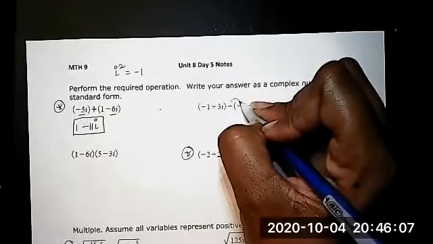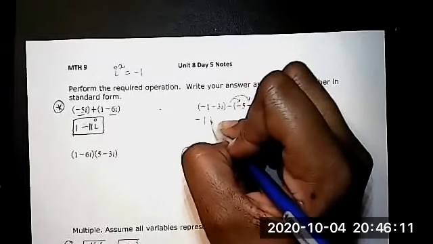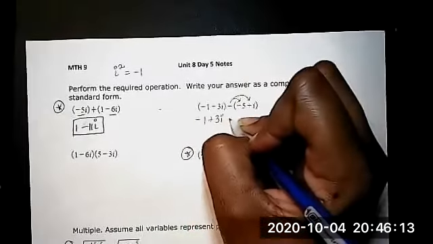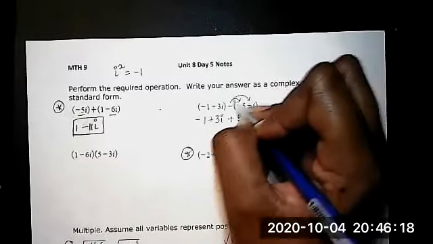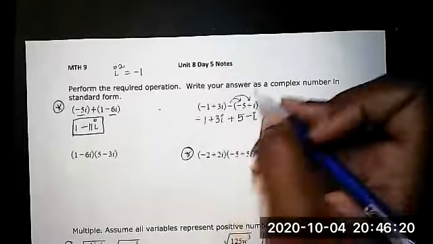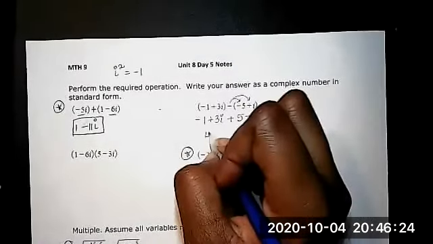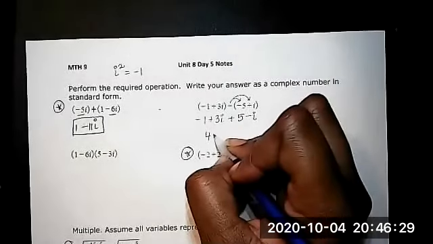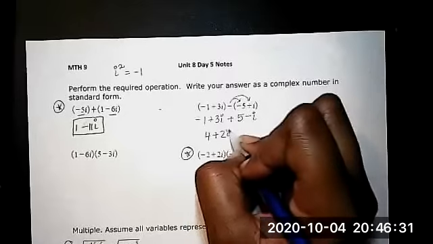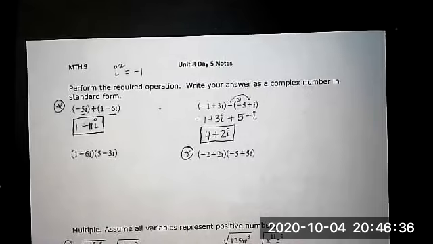Let's go here. With this one, you distribute the negative first. So you leave this alone. Negative 1 plus 3I plus 5 minus I. When you distribute that negative, all it does is change the signs, and now we can combine like terms. Negative 1 plus 5 is 4. Positive 3I minus I becomes plus 2I. So that's how you got that. In standard form, 4 plus 2I.